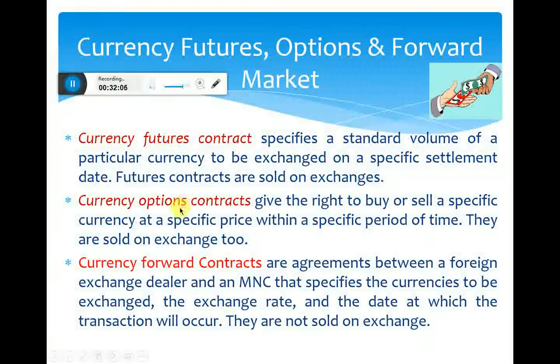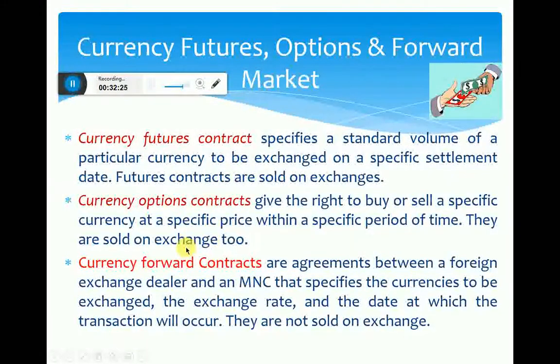A future is different from an option because in a future there is only volume. In an option, it's a specific rate. A forward is different from both of them because it cannot be exchanged. Otherwise, it has a volume and it has an exchange rate as well. And there are 3 agreements that people can do in the foreign exchange market, and those are called currency futures, currency options, and currency forwards.